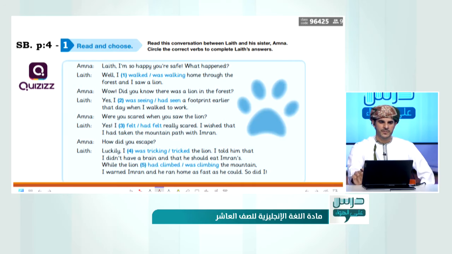Please open your skills book, page 4, activity number 1. I will have a short quiz here if we have time. Read this conversation between Layth and his sister. So Layth is talking to his sister Amna. Circle the correct verbs to complete Layth's answers. So choose either past simple or past continuous or past perfect. Okay?